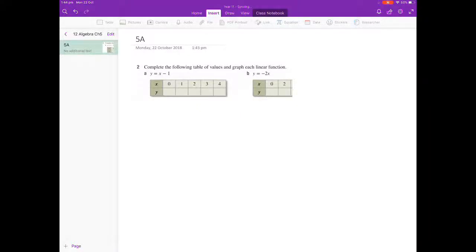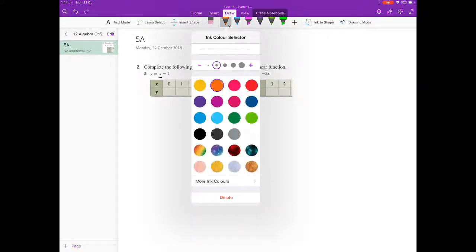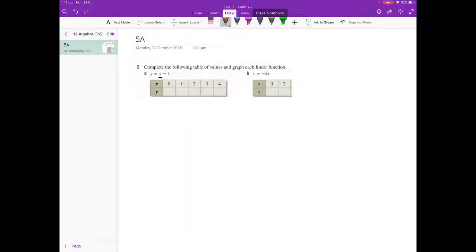Alrighty guys, all you've got to do here is sub in your x values to find out what y is. So if you look at our first equation, we've got y equals x minus 1, and you just work out what x is. Looking at our tables, we start with x is 0, so we have 0 minus 1, which equals, you guessed it, minus 1. So let's just get him in.